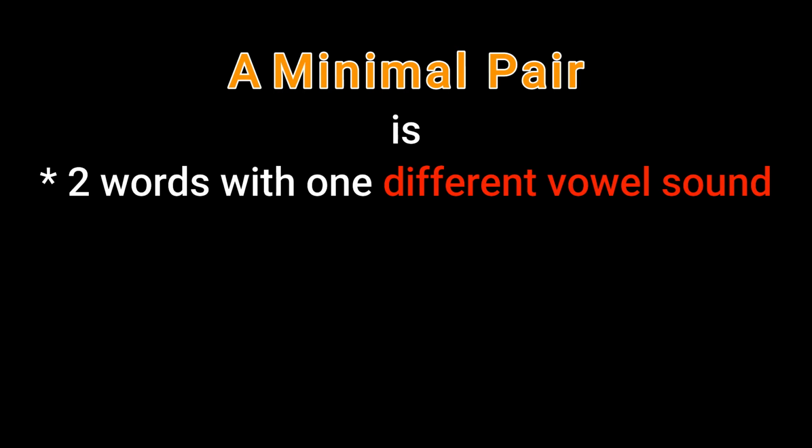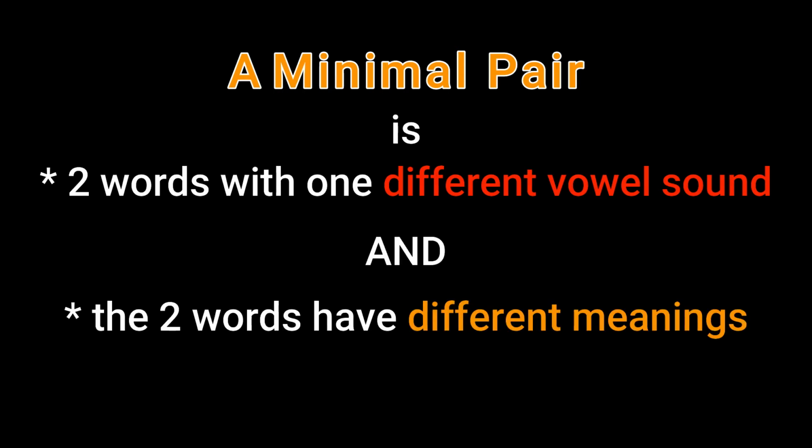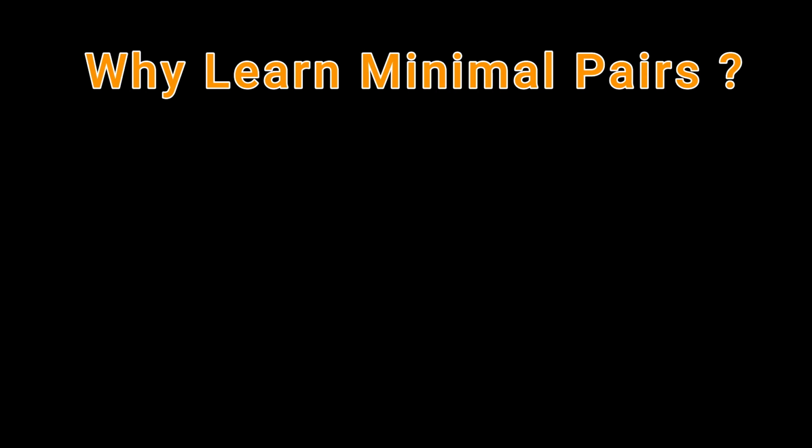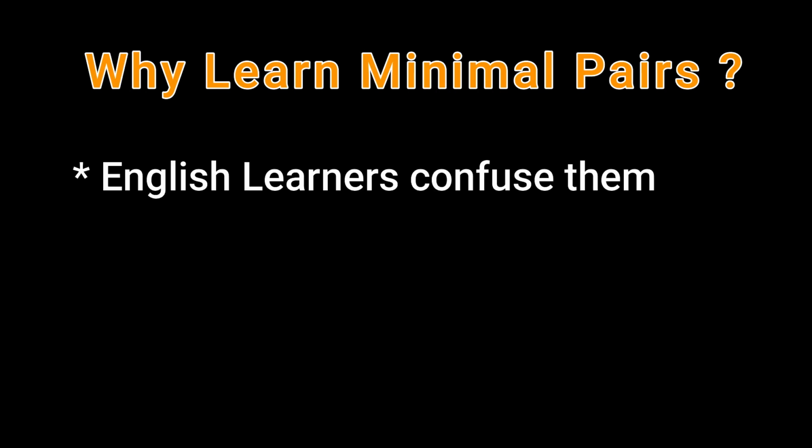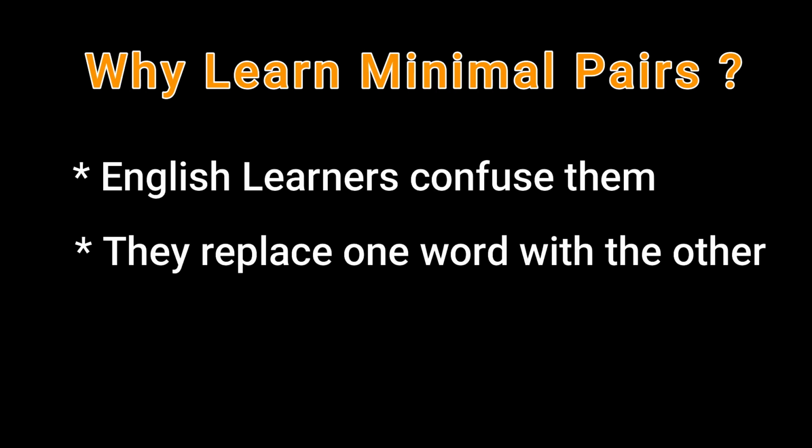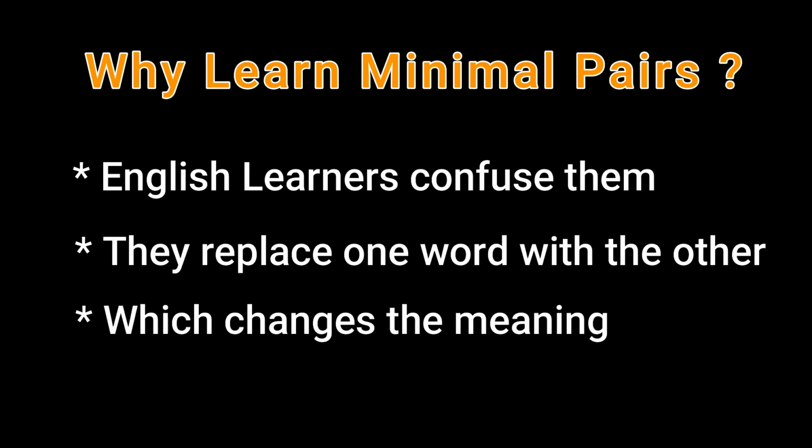Okay, so what is a minimal pair? A minimal pair is two words that only have one sound that is different, but the words have completely different meanings. So why learn minimal pairs? Well, it's easy for English learners to confuse them and replace one word with another, which completely changes the meaning of a sentence.